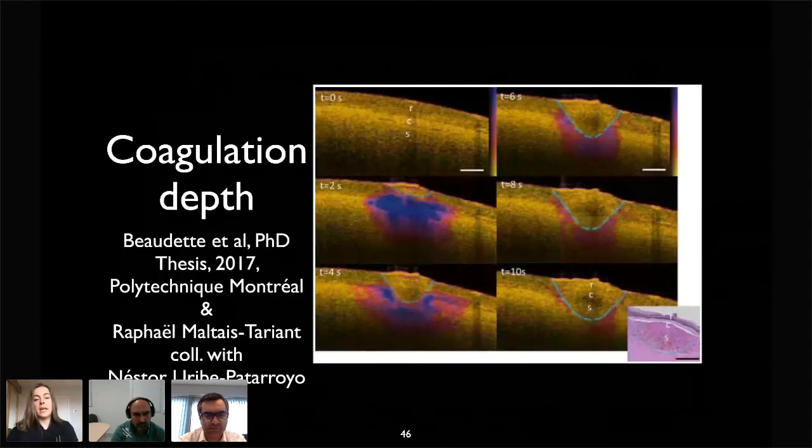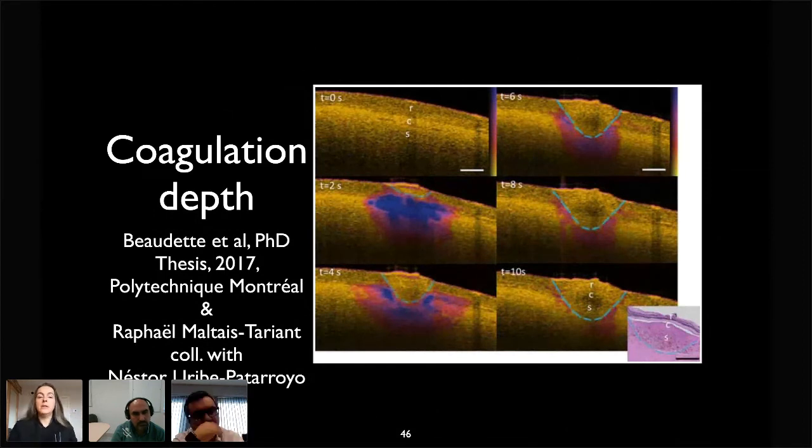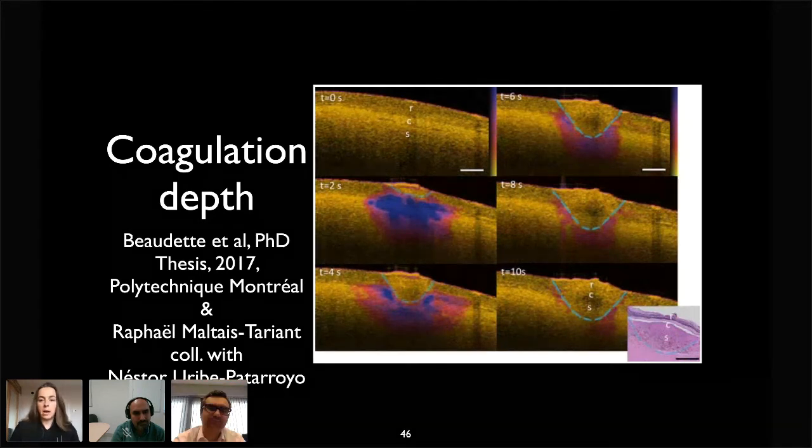Raphael and Kathy are working on this. Kathy is done now. She's actually managing Castor. And Raphael finished his master's in collaboration with Professor Uribe Patarroyo at Harvard Med. But the idea was to show that we can model the depth, we can essentially predict the depth and have the computer, through the speckle analysis, stop at the appropriate depth.